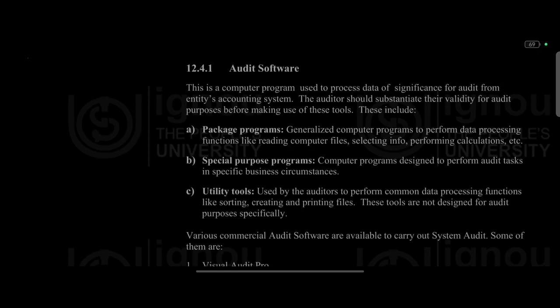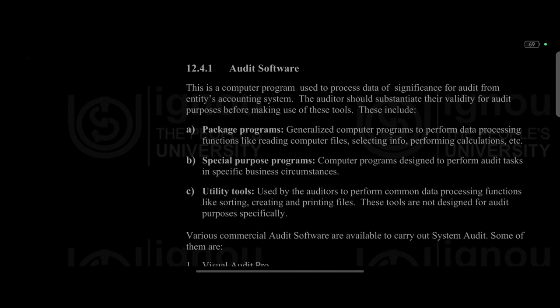These include package programs, generalized computer programs to perform data processing functions like reading computer files, selecting information, performing calculations, etc. Special purpose programs are computer programs designed to perform audit tasks in specific business circumstances. Utility tools are used by the auditors to perform common data processing functions like sorting, creating, and printing files. These tools are not designed for audit purposes specifically.